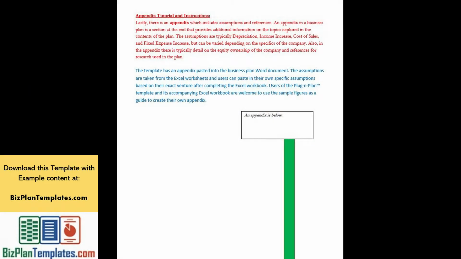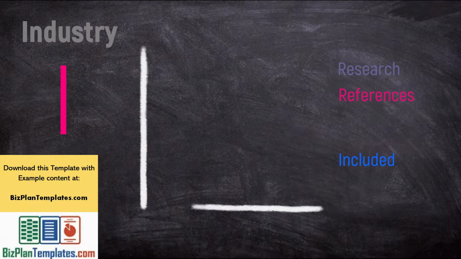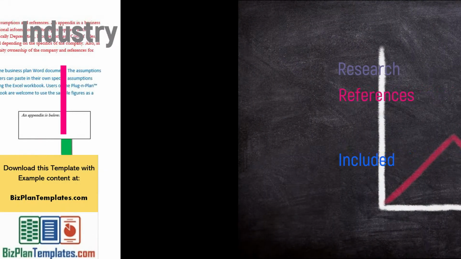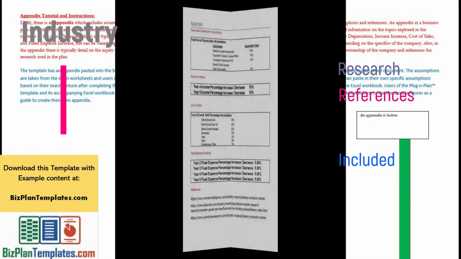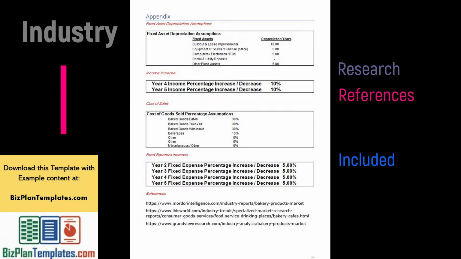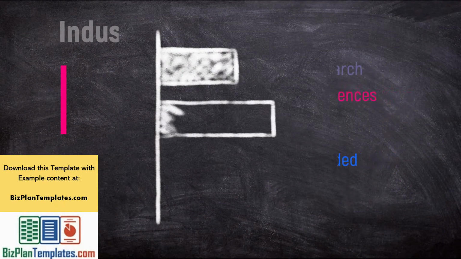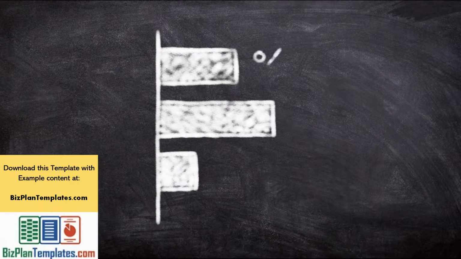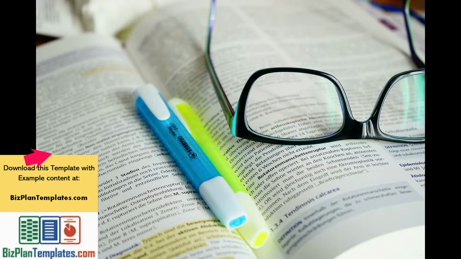The template has an appendix pasted into the business plan Word document. The assumptions are taken from the Excel worksheets, and users can paste in their own specific assumptions based on their exact venture after completing the Excel workbook. Users of the plug-and-plan template and its accompanying Excel workbook are welcome to use the sample figures as a guide to create their own appendix.